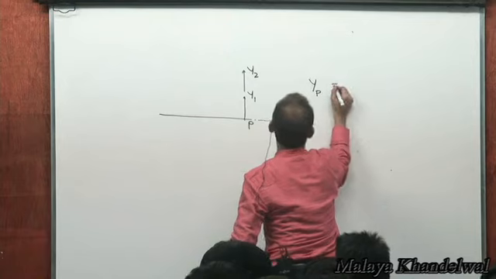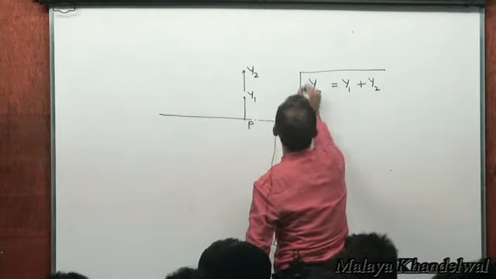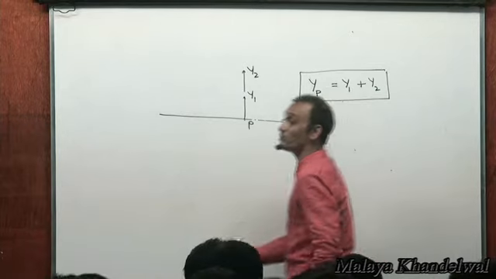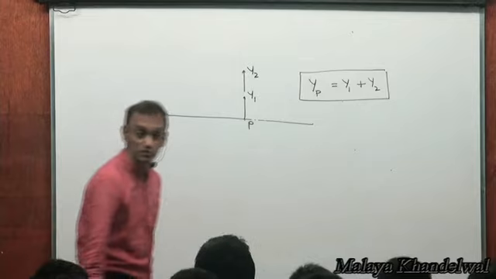The particle then would get disturbed commensurate with y1 plus y2, the algebraic sum of y1 and y2. Algebraic sum of y1 and y2. That's the principle of superimposition.